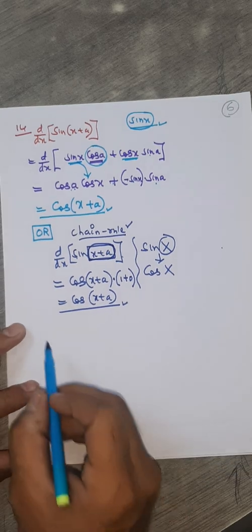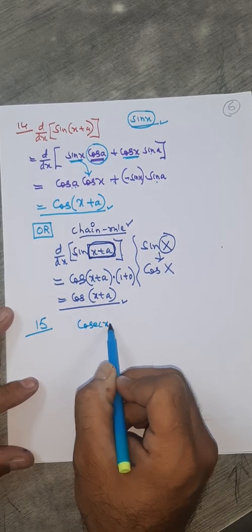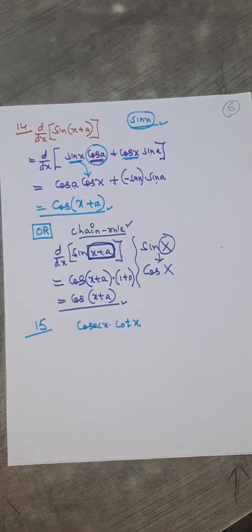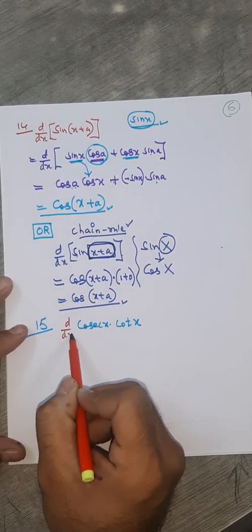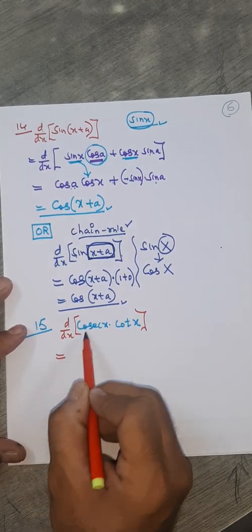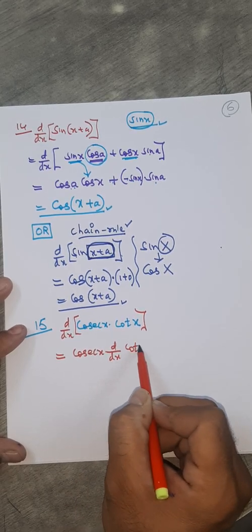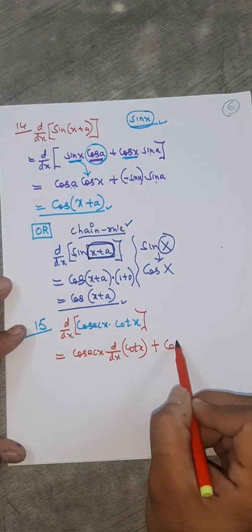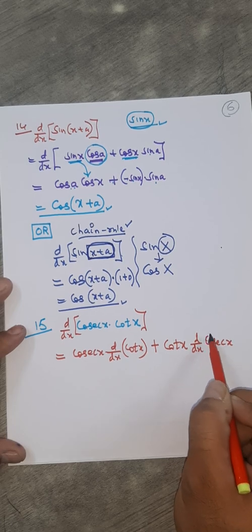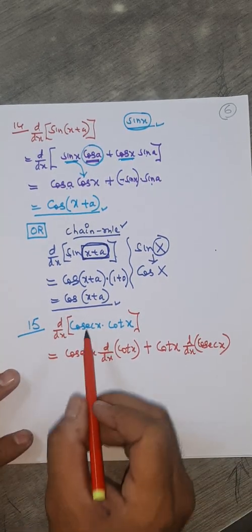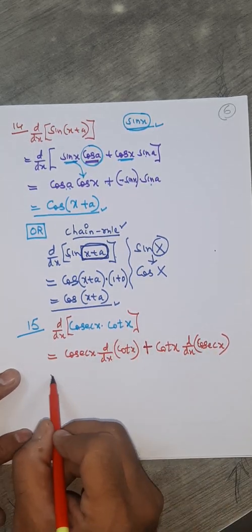Now number 15. You have cosec x into cot x. Product of two functions, so straightforward, we use the product rule. What's the product rule? One function as it is into differentiation of the other function, always plus sign. Cot x as it is, differentiation of cosec x. This one as it is, derivative of cot, always plus. Cot x as it is, derivative of cosec x.